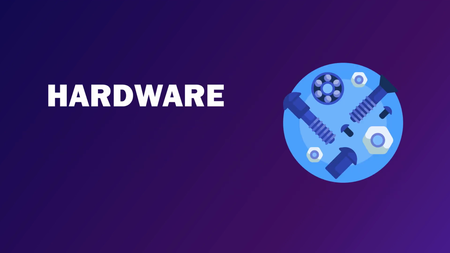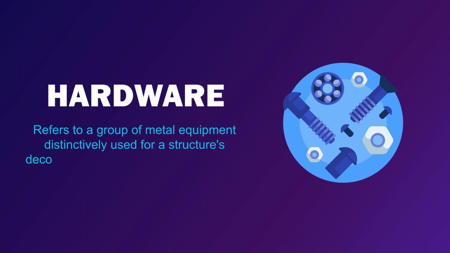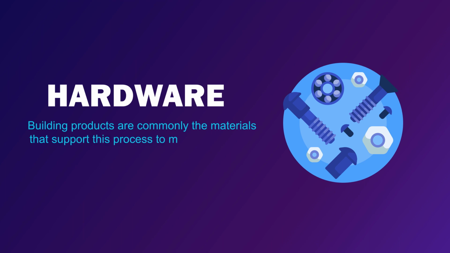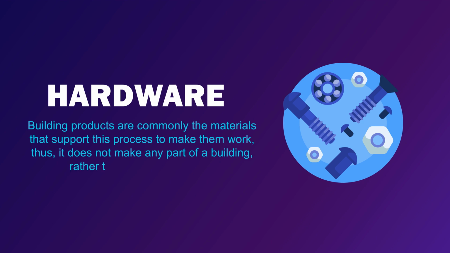Now, let's talk about hardware. In the industry of construction, hardware refers to a group of metal equipment distinctively used for a structure's decoration, protection, and convenience. Building products are commonly the materials that support this process to make them work. Thus, it does not make any part of a building. Rather, they support them and make them work. It usually supports fixtures like windows, doors, and cabinets.